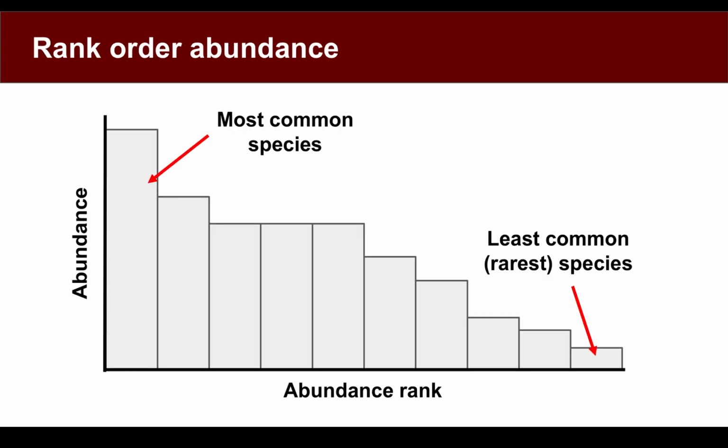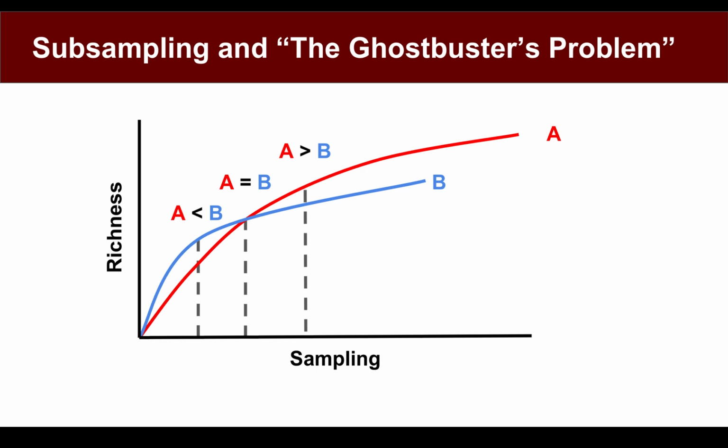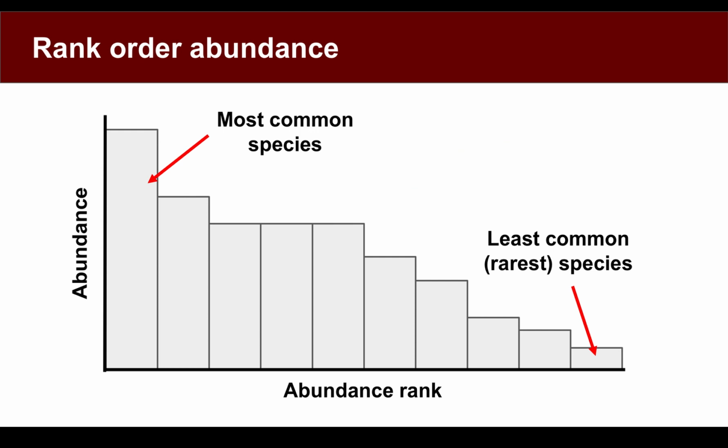So another important aspect to this, and the reason why you might get curves that look so different, have such different trajectories, is another important concept, which is known as rank order abundance. So what we'll do here is each of these bars represents one of the species in your sample, and the height of the bar represents abundance in some sense.